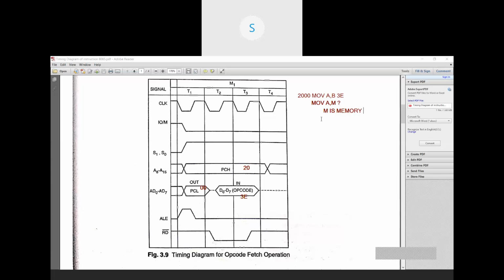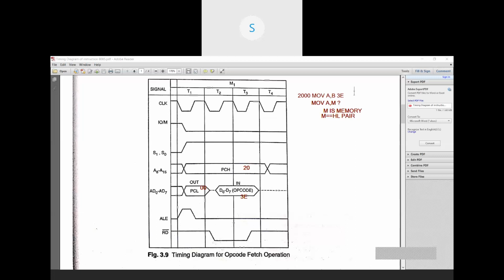Okay. Next, what is M? M equals your HL pair. So what does the instruction MOV A comma M mean? The data located at the location given by the HL pair. Suppose the HL pair contains some memory location. The microprocessor has to move to that memory location, copy the value, and put it into the accumulator.